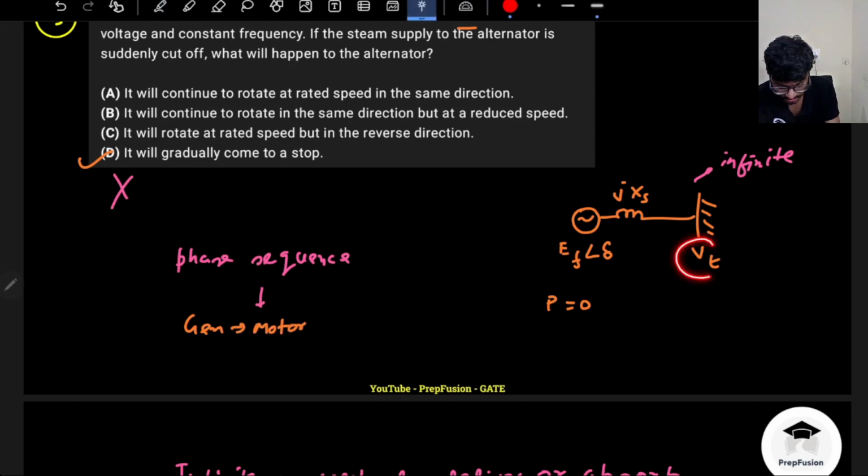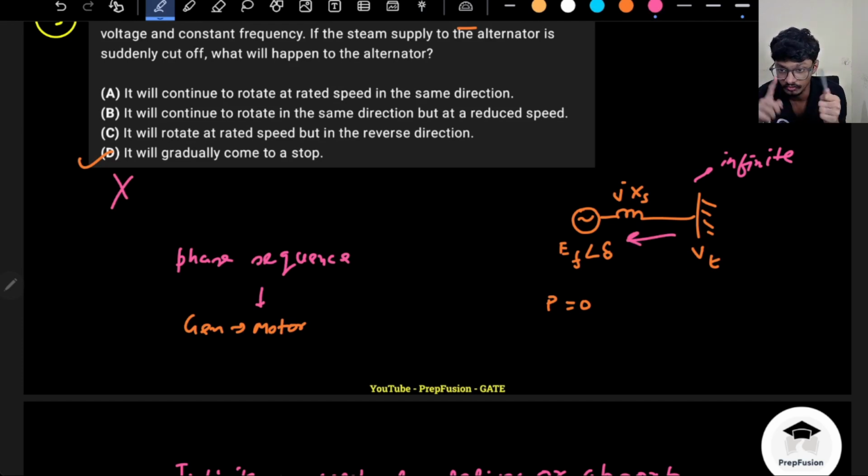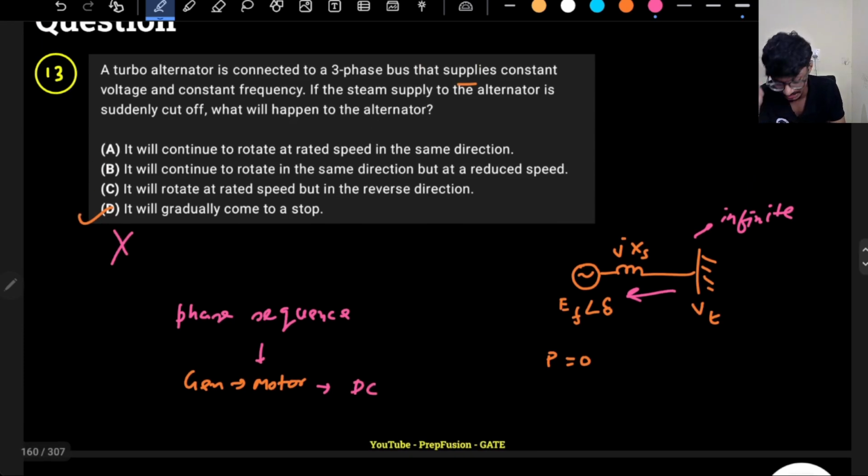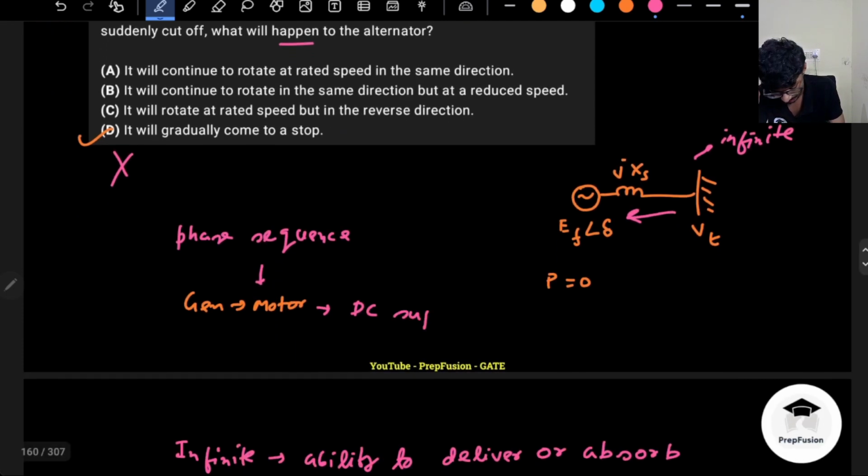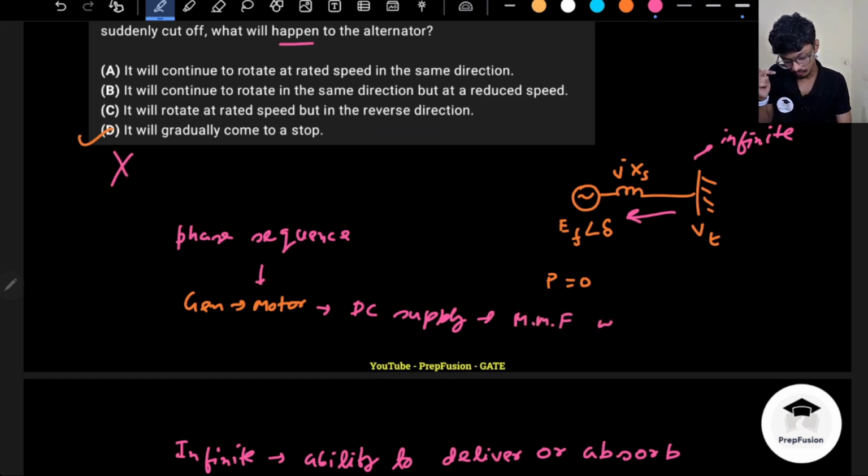Basically this potential is fixed, so the infinite bus will now deliver the power, because the motor will try to rotate. Why will it try to rotate? Because they have not told me that they have cut off the DC supply. They should have actually told here that excitation is still there, so the DC supply is still intact. If the DC supply is still intact and the motor is rotating, what will happen? The MMF will try to rotate, and when it tries to rotate it will say give me power, I need power. Why will it try to rotate? Because of alignment torque.